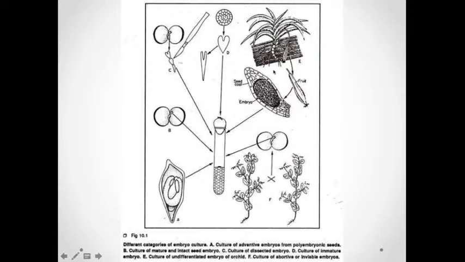Then E is the undifferentiated embryo of orchid. This is an orchid plant, so an undifferentiated version of the embryo. We could also grow that part. Or culture of abortive or inviable embryos. In plant breeding with crosses, you can also check with those embryos. So these are the various categories of embryo culture, various sources that could be used to grow your embryo culture.